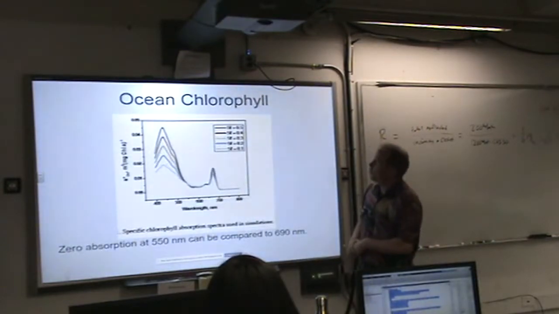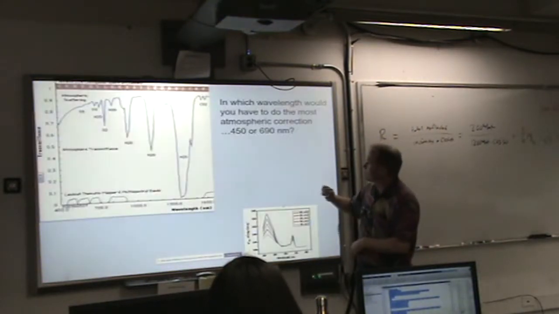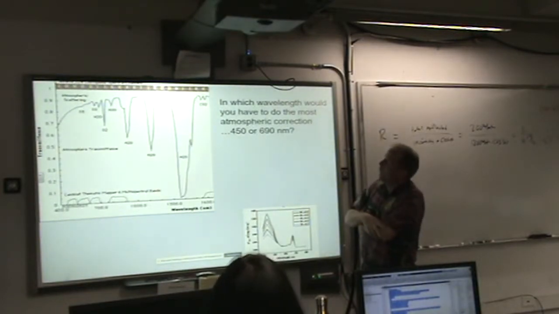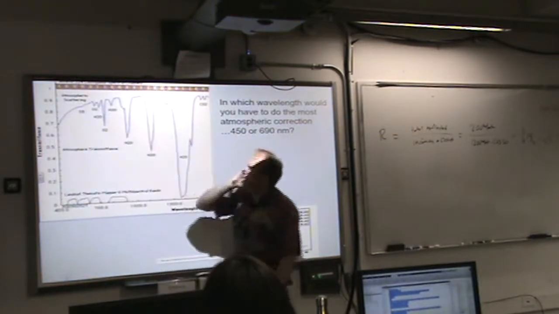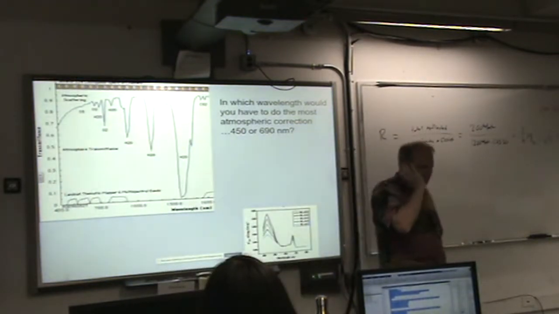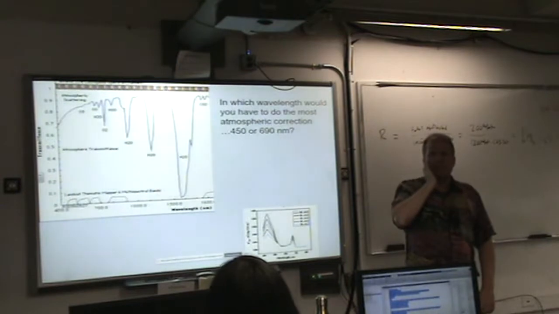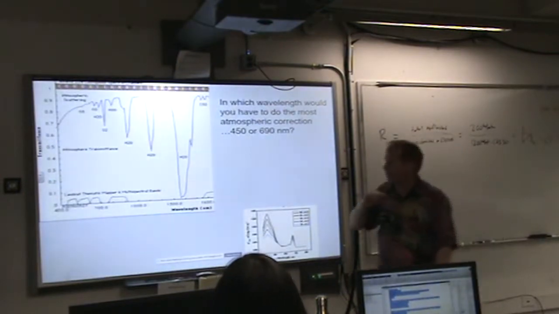But we have to do an atmospheric correction. So looking at an atmospheric correction, remember, this is the transmission of the atmosphere. Where do we have to do more atmospheric correction? In the blue or in the red?